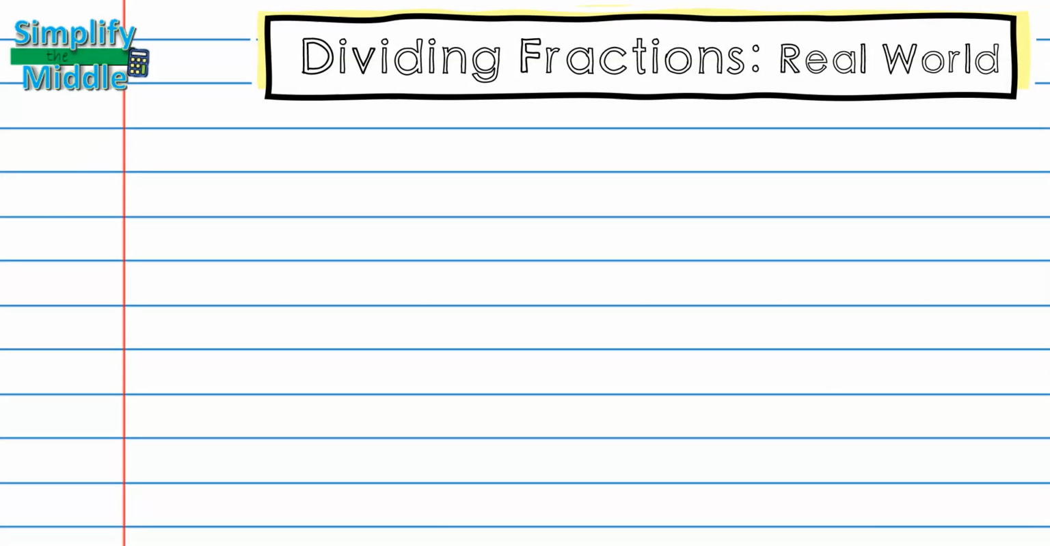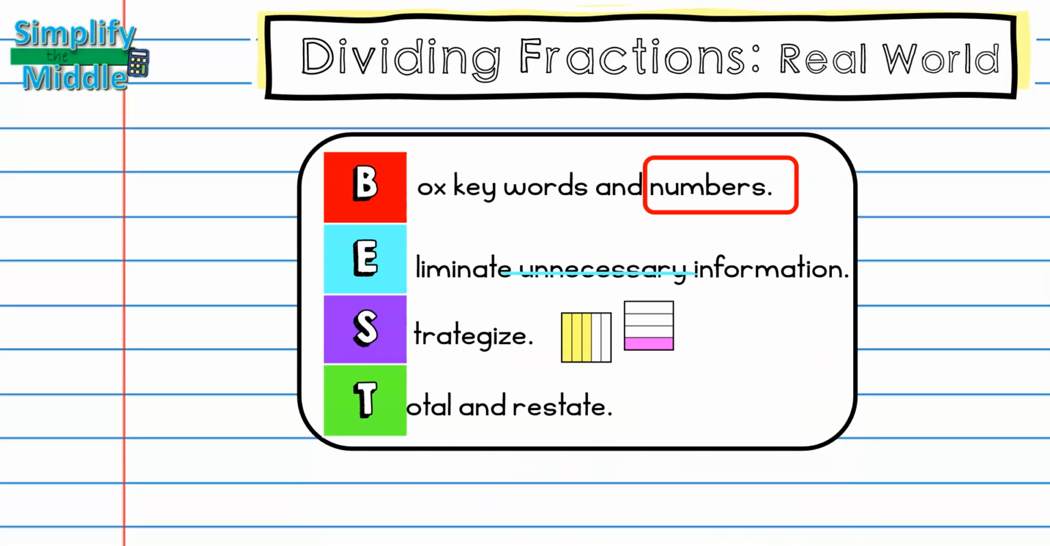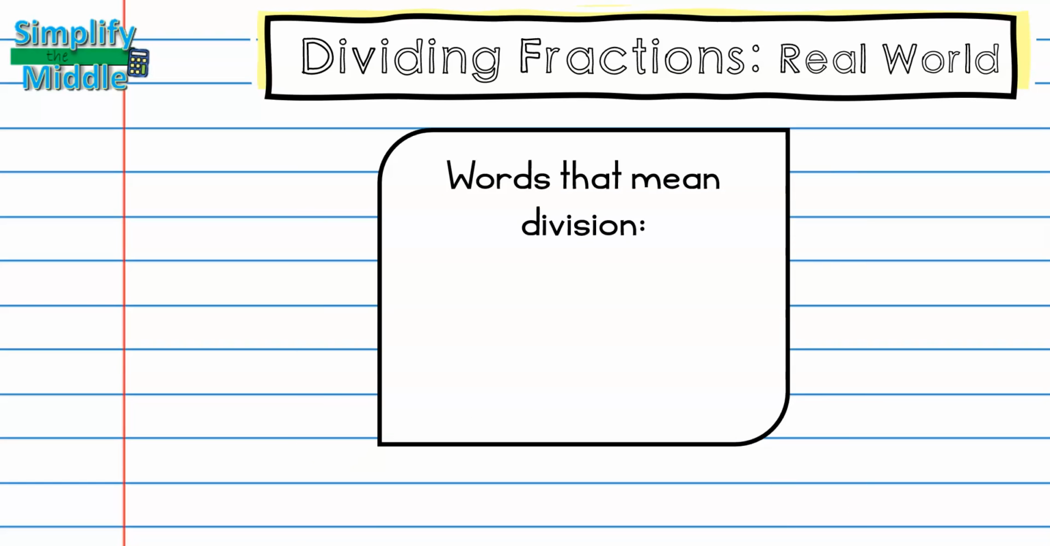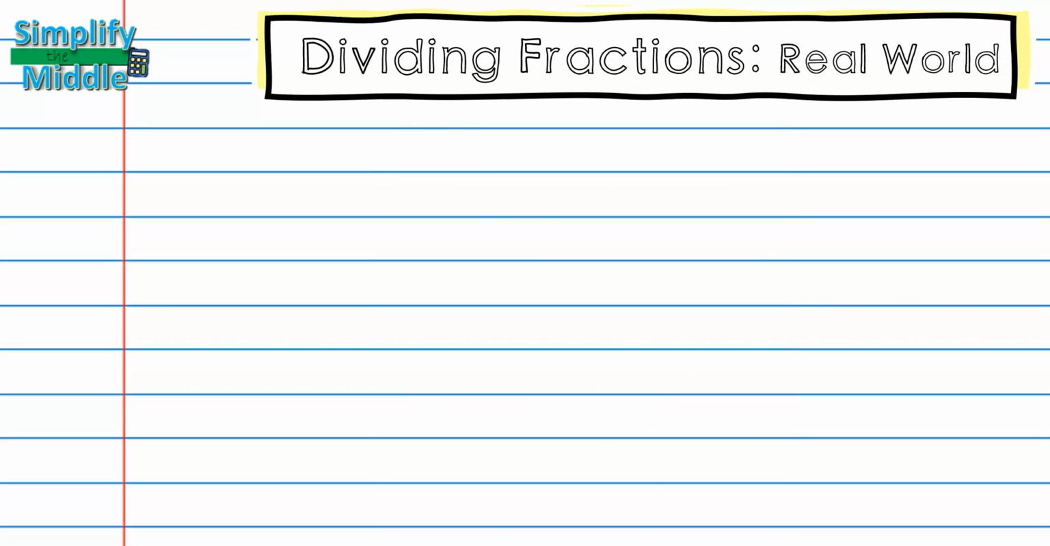Whenever we look at word problems or real world problems, we're going to be following the BEST method, where we box keywords and numbers, eliminate unnecessary information, strategize, and then total and restate. We also need to look at some keywords that will mean division. Remember, your problem will not always have one of these keywords in there, but if you do see one of these words, it usually means it's a division problem. Words like share, groups, evenly, split, and per. Let's get started.